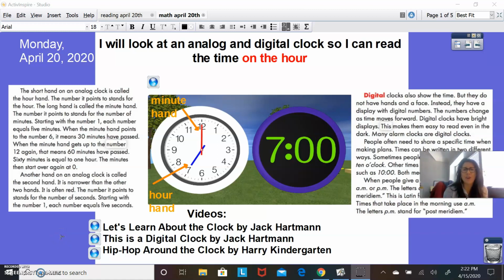Hi, welcome back. I hope you enjoyed those videos from Jack Hartman about the clock. So you heard in the songs, in the videos about the analog and the digital clock. So that's what we're going to do. We're going to look at an analog and digital clock so that we can read the time on the hour.